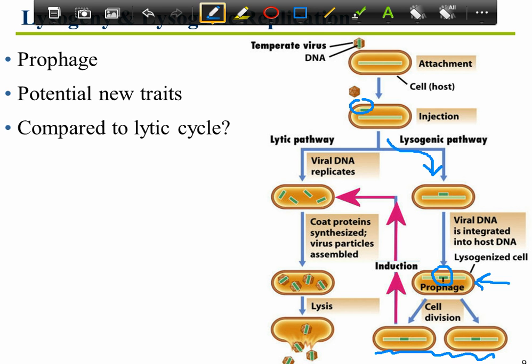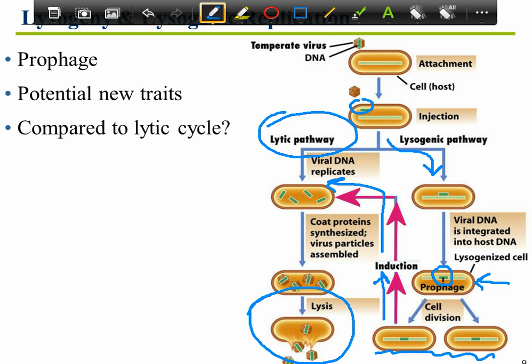That change is called induction. Look at these large pink arrows. We can convert to a lytic infection. This is the lytic pathway. Something activates the virus, and the viral information is now going to come out of the chromosome. It's going to be read, and now you can see the cell has been lysed.